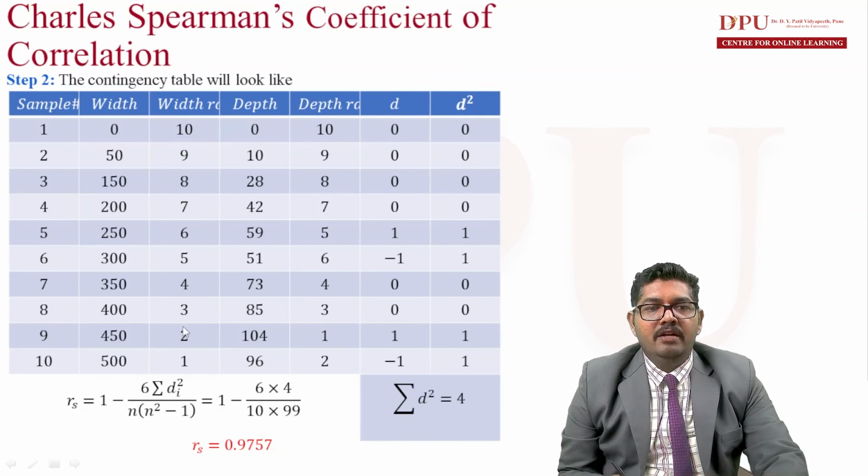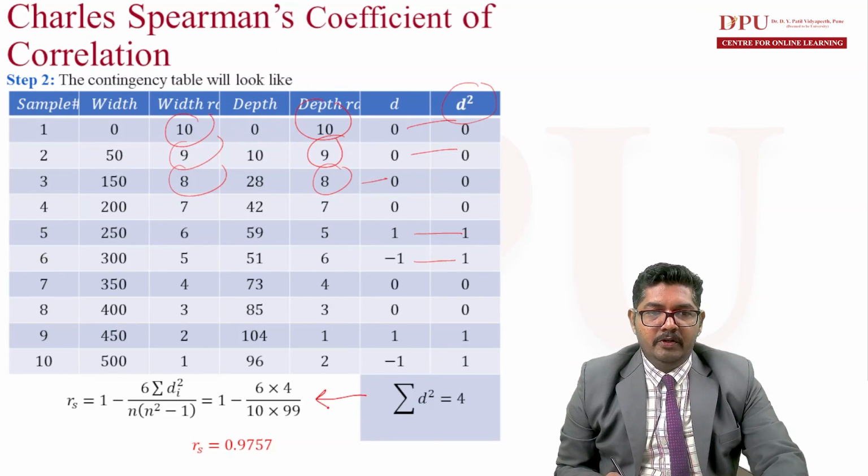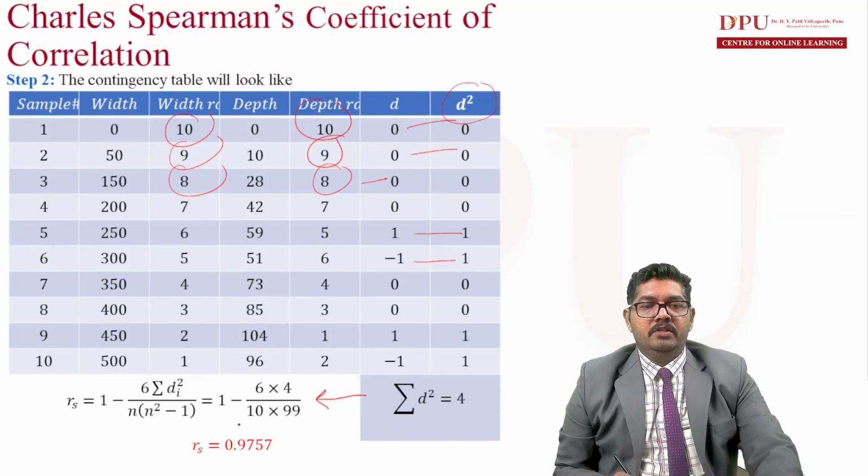Then we calculate deviation. Deviation is the difference between the ranks. So 10 minus 10 is 0, 9 minus 9 is 0, then 8 minus 8 is 0, and so on. This is how we calculate the values of D. Then we calculate the values of D square, squares of deviation. 0 square is 0, 0 square is 0, minus 1 square is 1, 1 square is 1, and so on. So summation of D square is equal to 4, and when we put all these values in this particular equation, we get the Spearman's correlation coefficient, which is 0.9757, and it shows that there is a strong positive correlation between the variables.